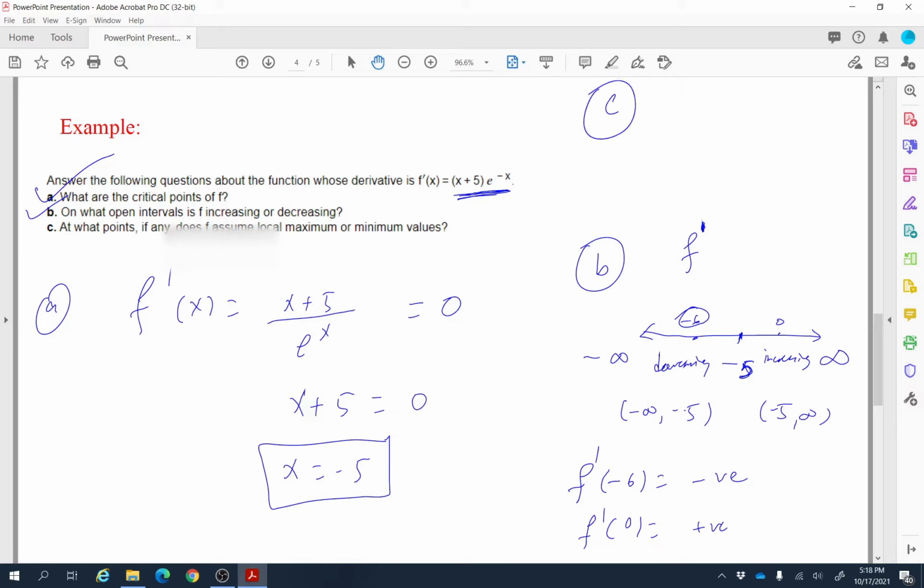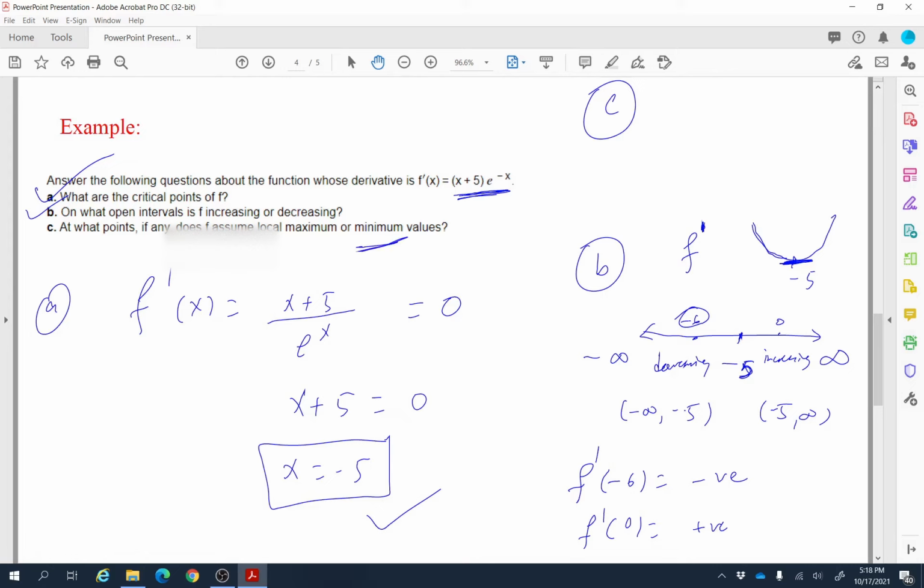And for part C, at what points, if any, does f assume a local maximum or minimum value? As you can see, the derivative is negative on this interval, so the function is decreasing, so the graph should look like this. And at the point negative 5 the derivative is 0, that's what we found. And after negative 5 the derivative is positive, so it's increasing. So at this point we will have a local minimum value.